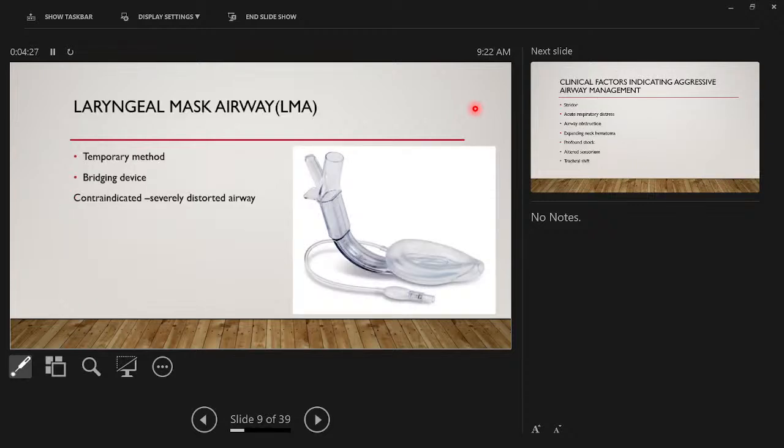This is the laryngeal mask airway. This is a temporary method, a bridging device. If the time taken for the intubation is more, we'll start with this, let's secure the airway with this.